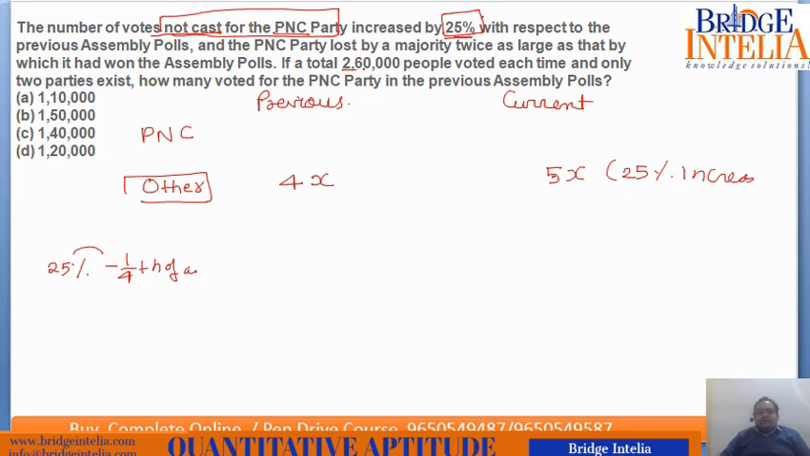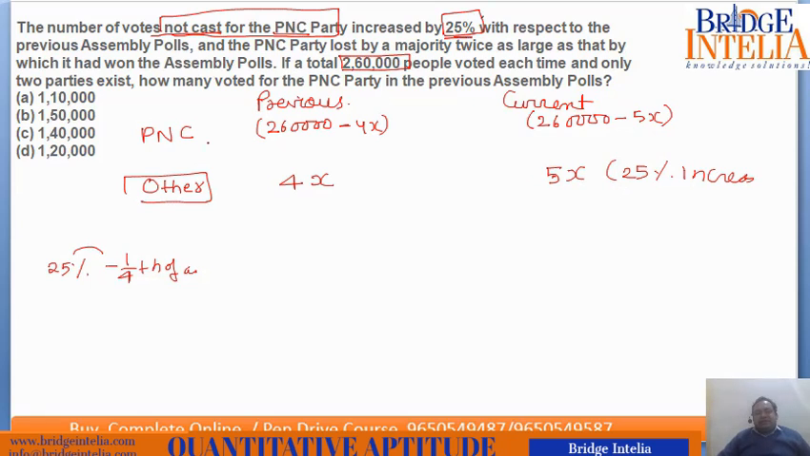Total number of voters is 2,60,000. Out of this, 4x are voting for others, so the remaining must be voting for the PNC party. Similarly, this time in the current assembly election, the remaining must have voted for the PNC party. Now what was the result?